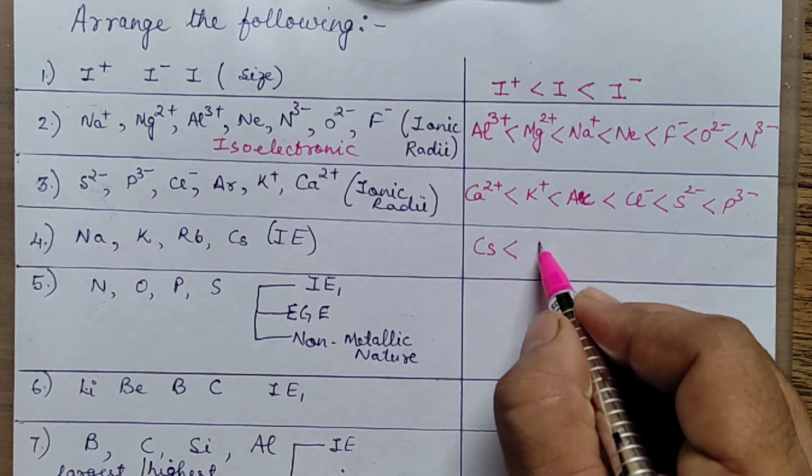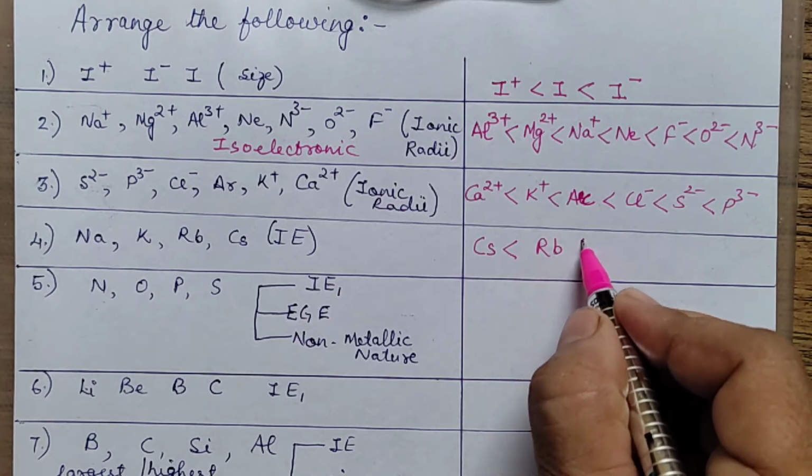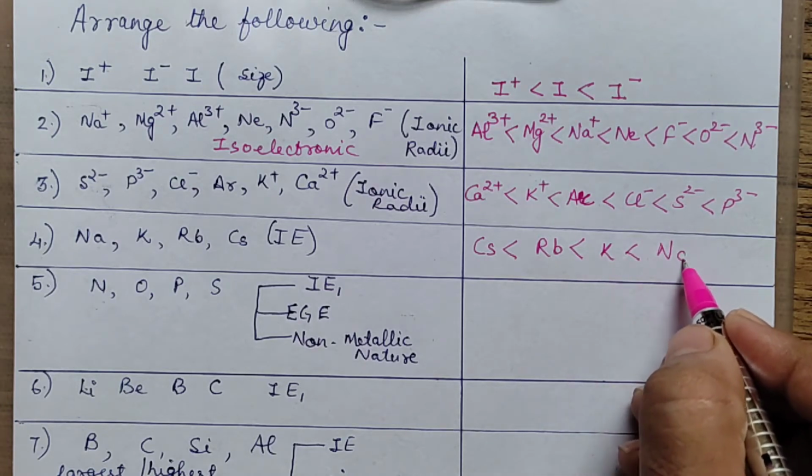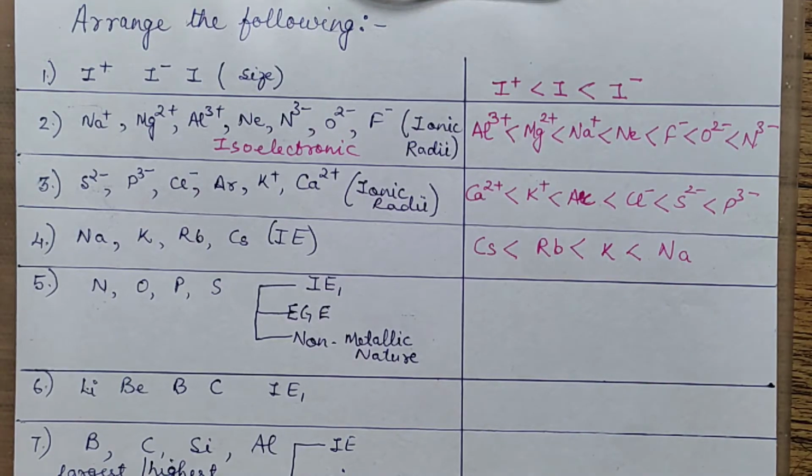After cesium would be rubidium. After rubidium is potassium. After potassium is sodium. So in increasing order, sodium is the largest, so this will have the maximum ionization enthalpy. This is when we are talking about group 1. I mean this particular example, all the elements are from group 1.